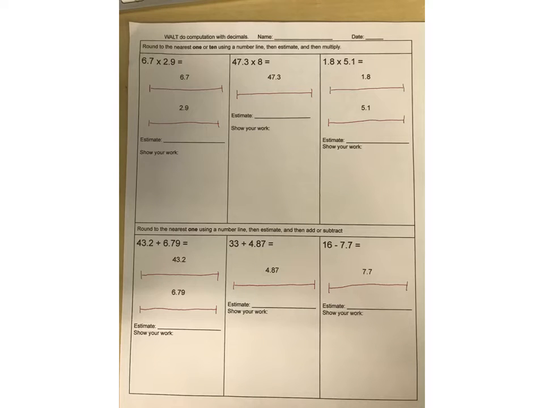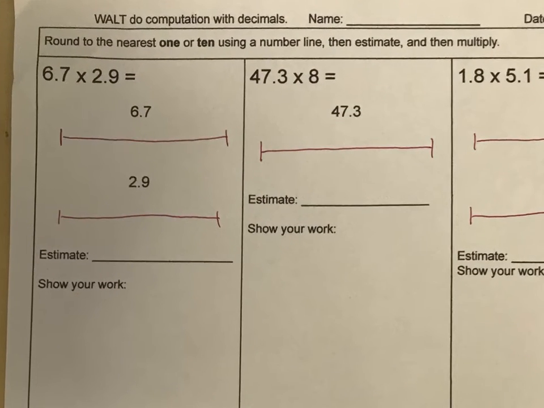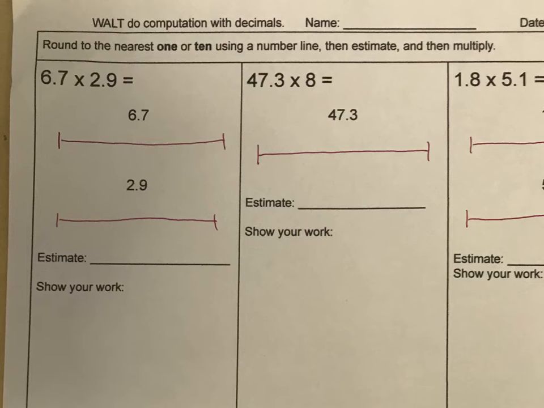Okay, so we're doing a little bit more decimal computation, and I've added a little number line to help with the estimating bit of it, which was a little bit tricky before. So we'll have a look here, and we are going to round to the nearest 1 or 10 on the little number lines here to help us estimate.